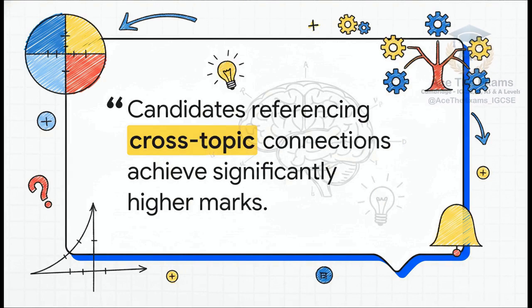Look at this incredible piece of intel on screen. Candidates referencing cross-topic connections achieve significantly higher marks. This is a direct quote pulled straight from the principal examiner reports. This is the meta. It tells us exactly how the examiners assign top-tier A-star grades. They prioritize analytical depth over superficial breadth. When you can jump into a paragraph and demonstrate that you understand exactly how a probability multiplication rule links directly to a binomial distribution setup, you prove you have the theoretical depth they demand. That's a huge score accelerator. You aren't just giving them a number, you are proving you see the underlying code of the math.